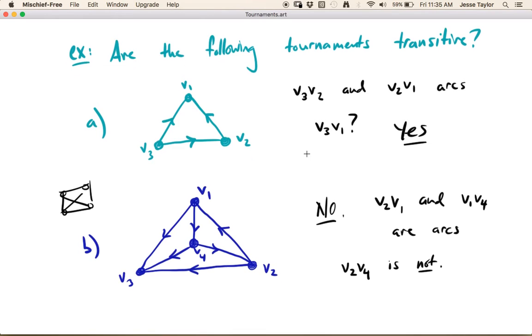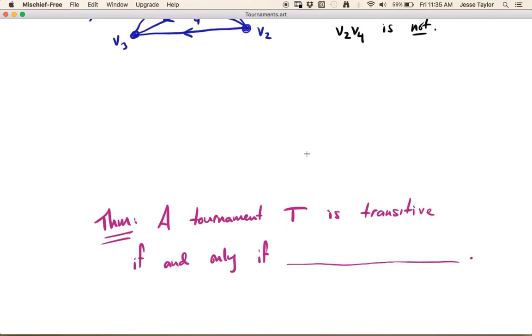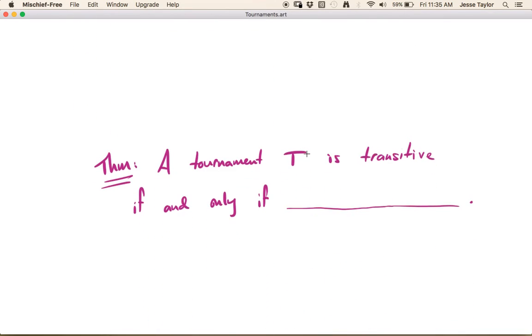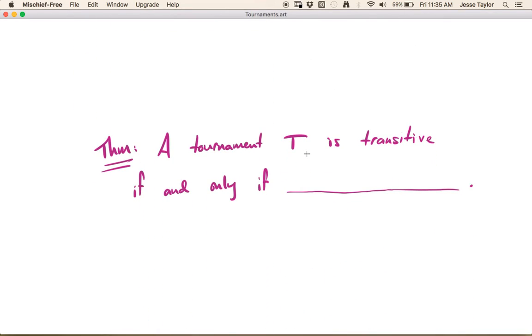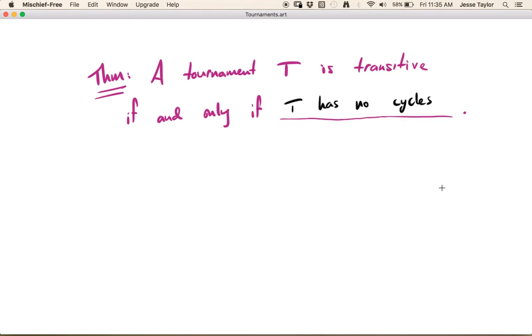So it turns out that generalizes, and you may want to think about how it generalizes before I write this in. But a tournament T is transitive if and only if something is true, and it has to do with that idea about the triangles. It turns out that T is transitive if and only if T has no cycles at all, not just triangles, but no cycles at all. I'm not going to prove this, but let me give you a quick idea for how it works.